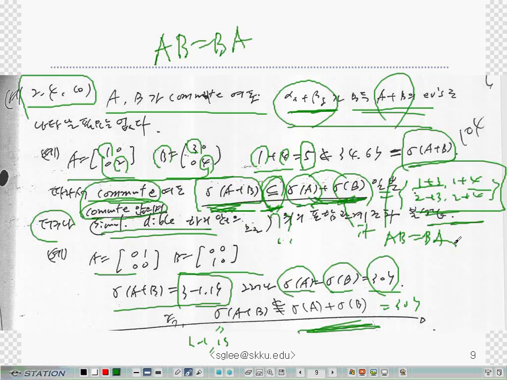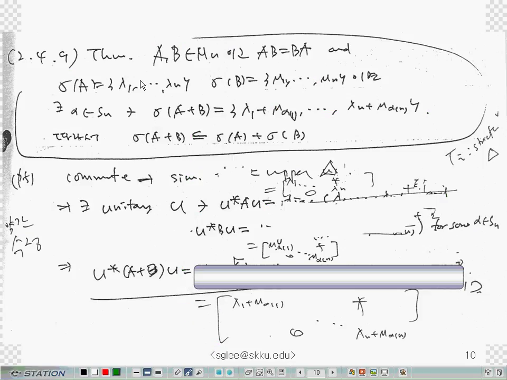The property of commutativity is a very strong property, but when you think about the properties of eigenvalues, we see totally different behaviors. So it gives us a motivation to study more. So here is the theorem, 2.49.